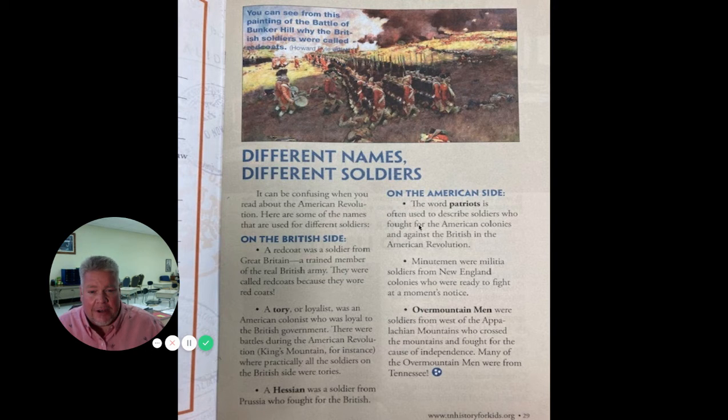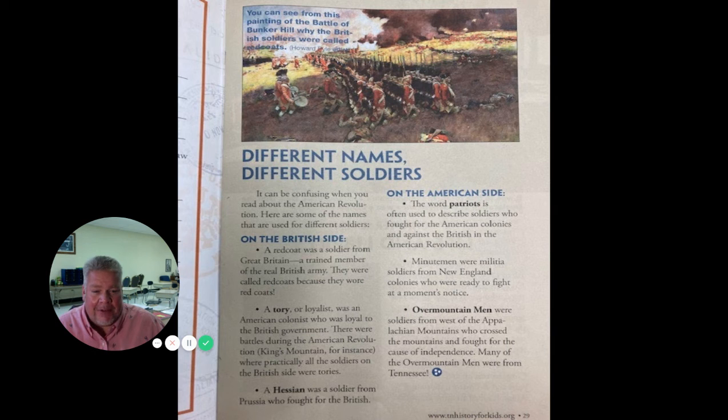And then on the American side, the word patriots is often used to describe soldiers who fought for the American colonies and against the British in the American Revolution. Minutemen were militia soldiers from New England colonies who were ready to fight at a moment's notice.